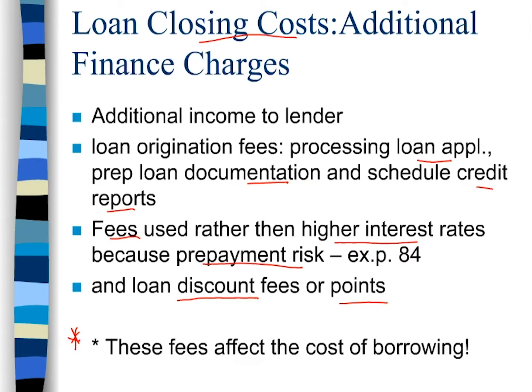The last group is the loan closing costs. These are additional income to the lender. So these will affect the cost of borrowing. So big ones, loan origination fees. A cost for processing the loan application, preparing loan documents, scheduling credit reports, things like that. And then you might have fees for higher interest rates or prepayment fees. And then a big one is discount fees or points. So let's look a little bit more into these.